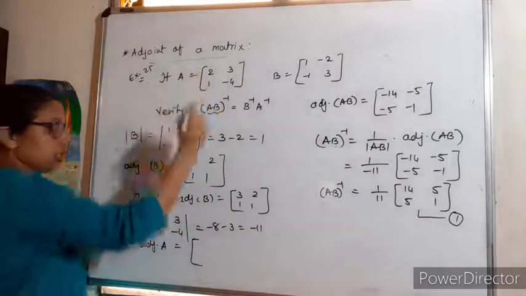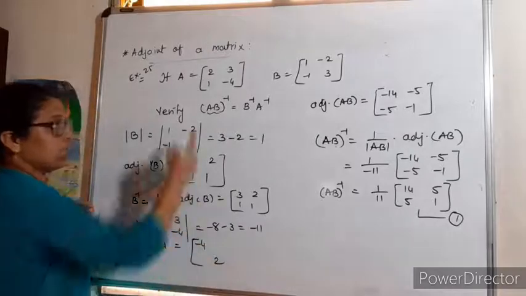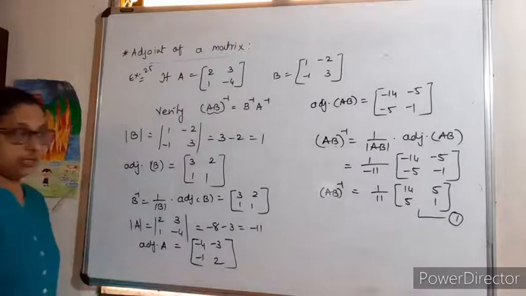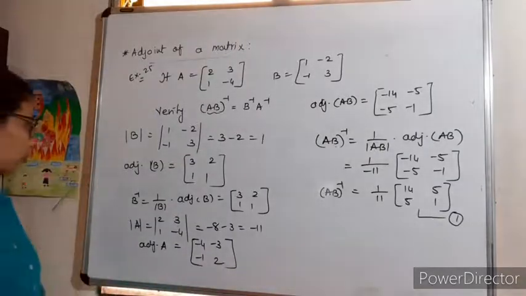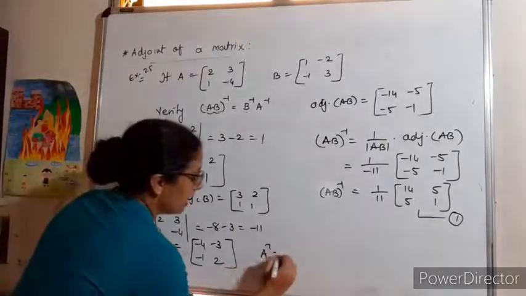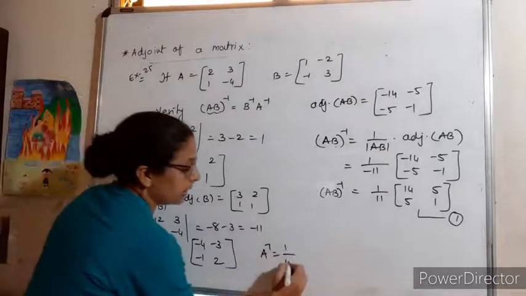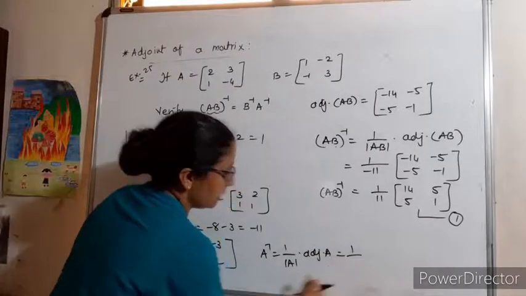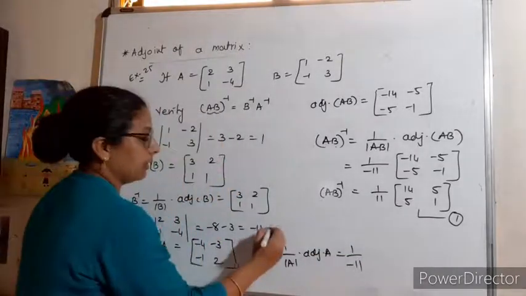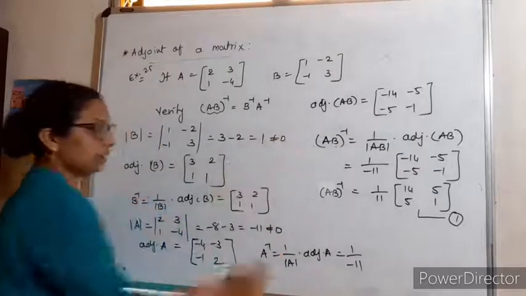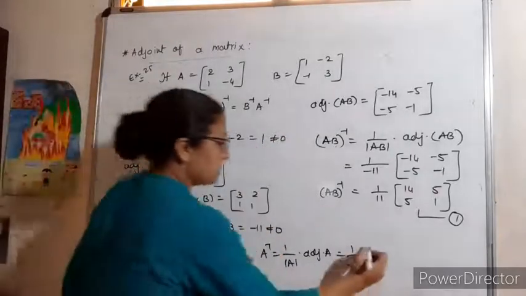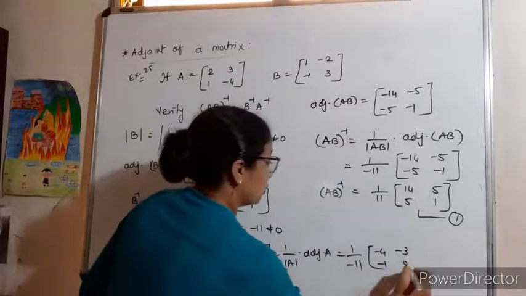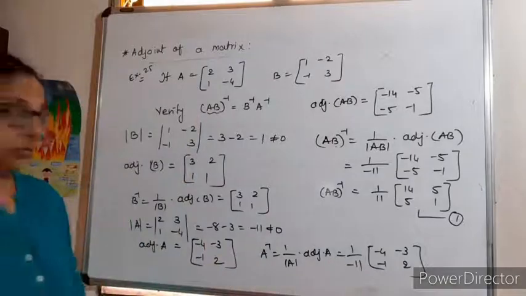We'll just interchange this. Change the sign. This is the adjoint. Now we will write A inverse: 1 upon determinant of A into adjoint of A. This determinant is -11. It is not equal to 0. Keep that in mind. And that adjoint is -4, -1, -1, 2. This is right.